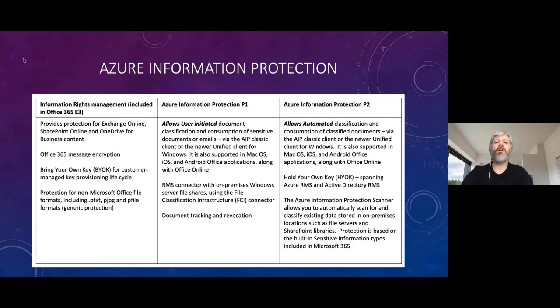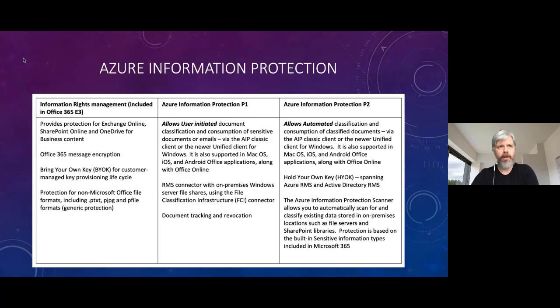This allows user-initiated document classification and consumption of sensitive documents or emails, either via the AIP Classic client or the newer Unified client for Windows. So if you're familiar with information protection and have used it within your Microsoft 365 applications, your Microsoft 365 Pro Plus, you'll have seen it in one of two different forms.